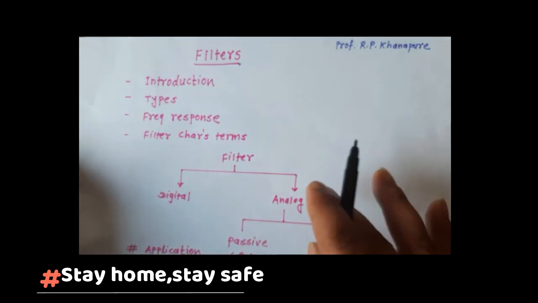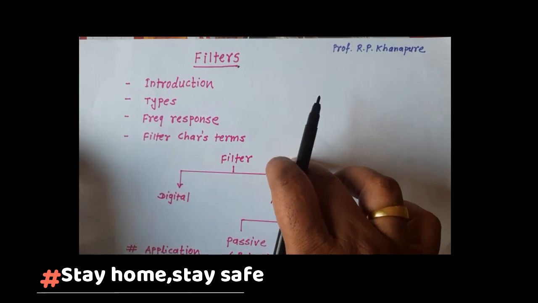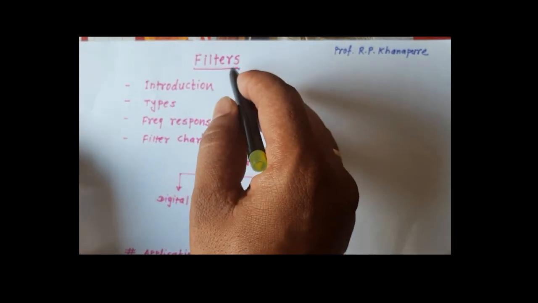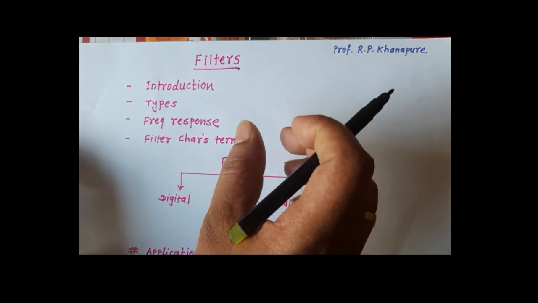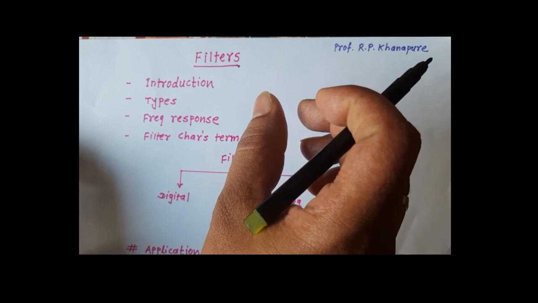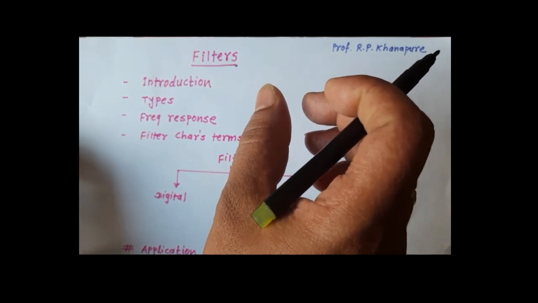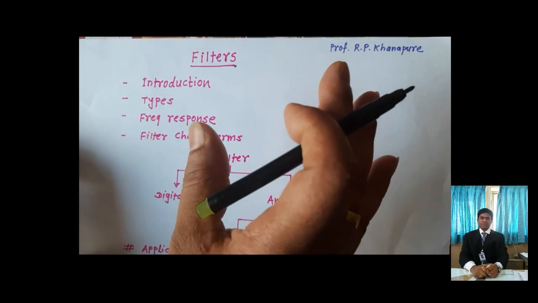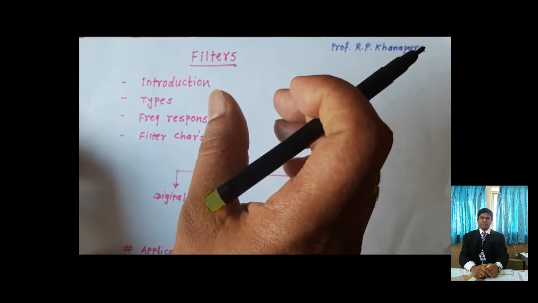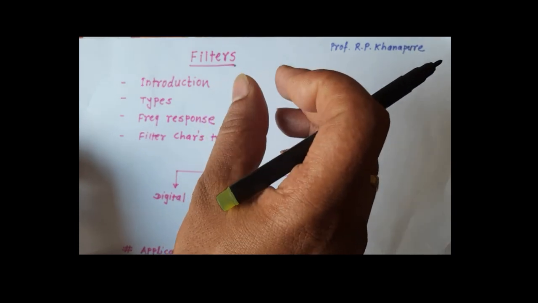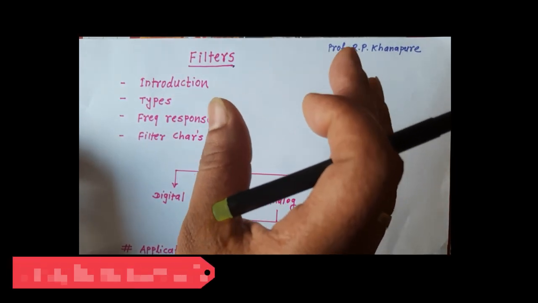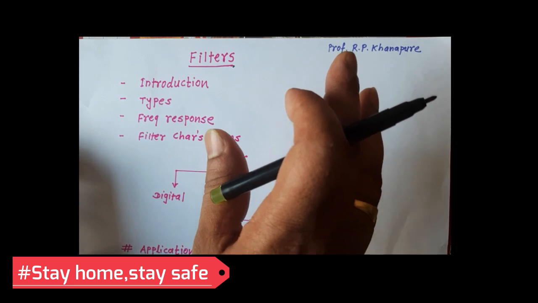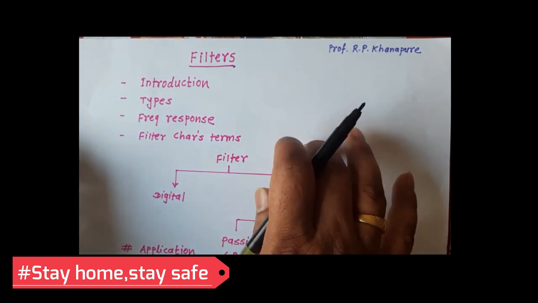So basically, what does filter mean? As you know, this is one of the frequency selective circuits. It will select a certain frequency, or a certain band of frequencies, and reject the remaining band of frequencies. It will pass a specific band of frequency, and it will reject or attenuate the remaining band of frequencies. So that is called a filter.